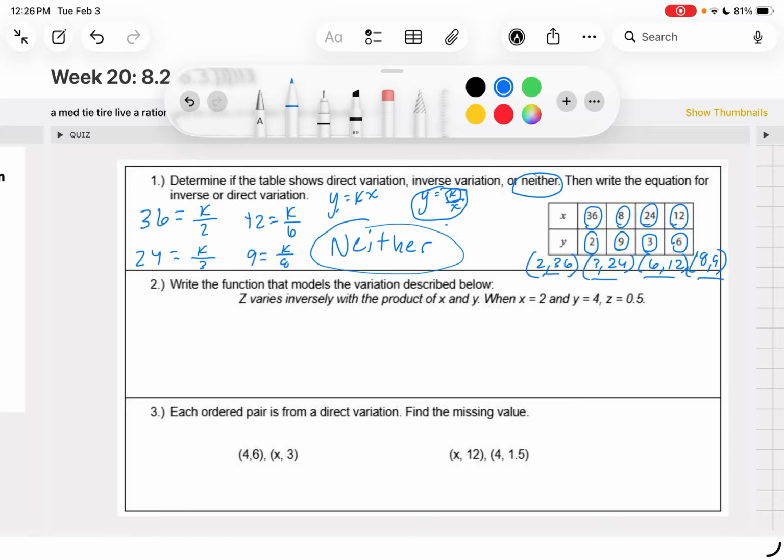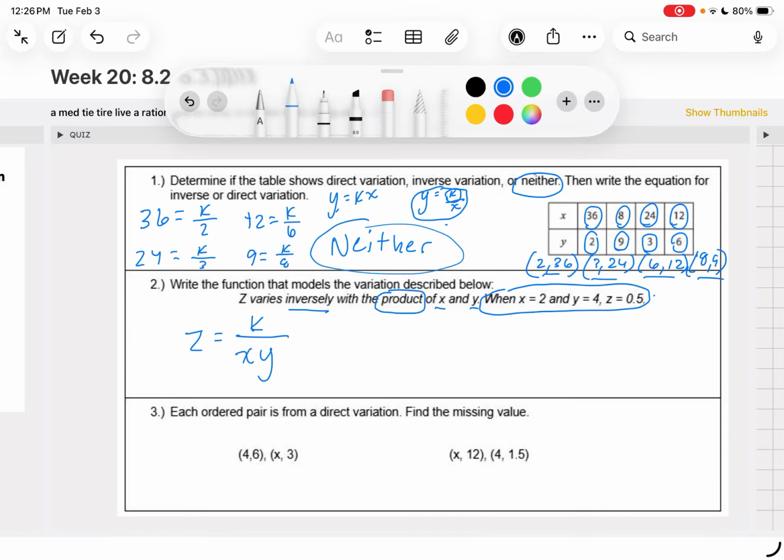So it says z varies inversely with the product of x and y. When I see the word inverse, I'm thinking denominator of the fraction. So what this is telling me is z varies inversely with the product, meaning multiplying x and y. Okay, so there's some k that's part of that inverse variation, and it tells me when x equals 2 and y equals 4, z is equal to 0.5.